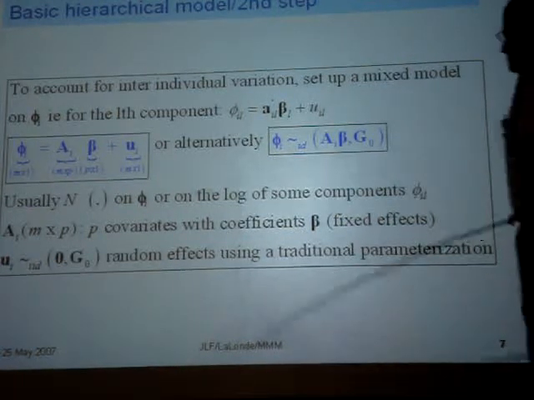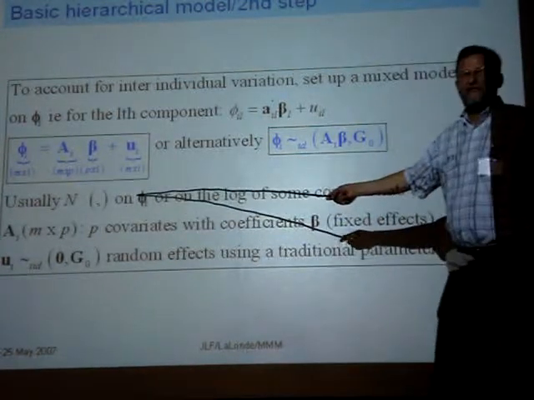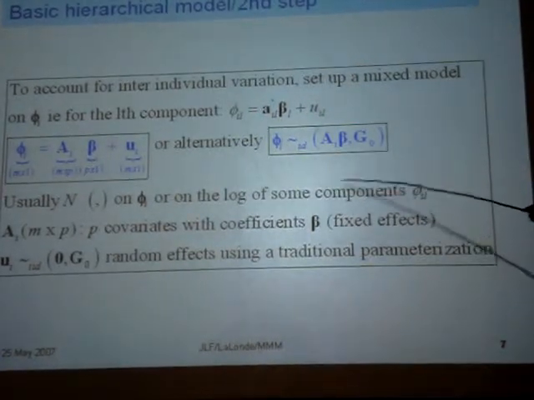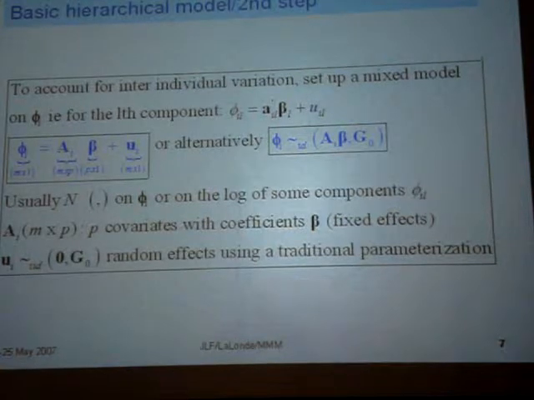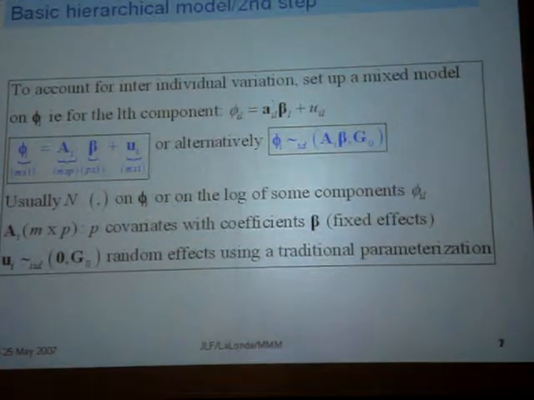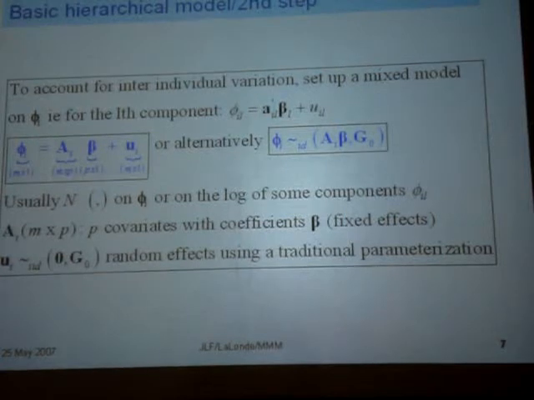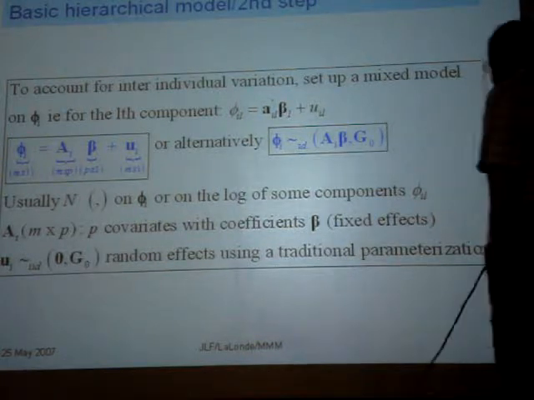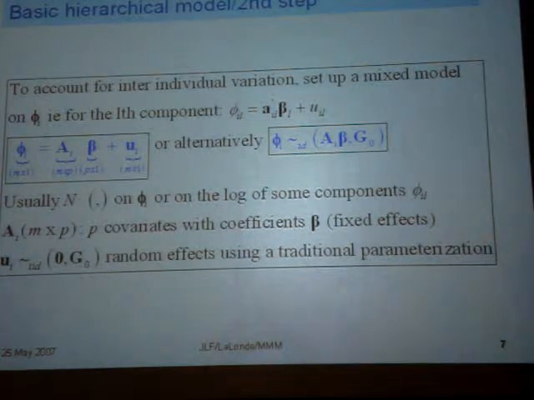Usually, we'll assume normality on the phi i or on the log of some components. For instance, in some fields, in pharmacokinetics, pharmacodynamics, they usually assume log normal. That means normal on the log. So we will see in using the software that we can choose between the two at start, or test if the normality of the log is more appropriate than the normality of the function.